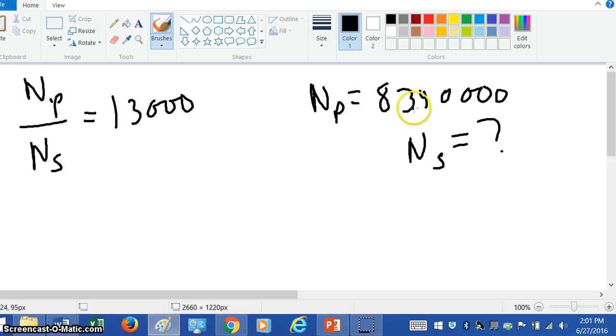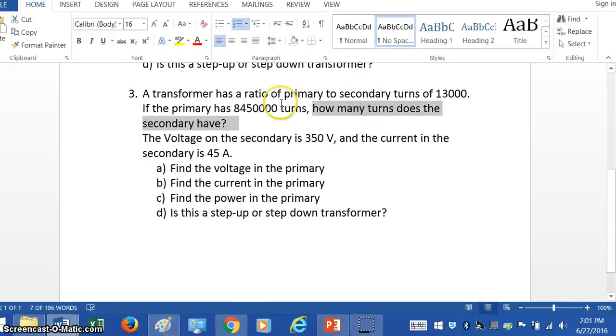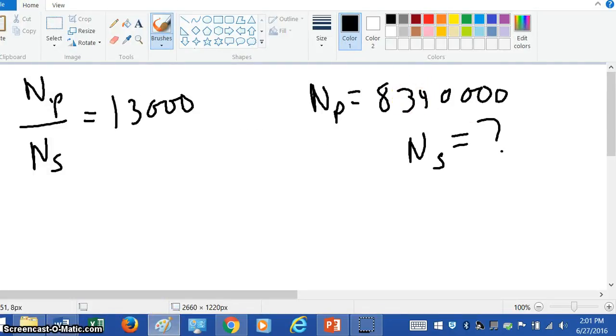But we know N sub P is equal to 8,450,000. Sorry, I got that wrong at first, so let me wipe that out. It was 8,450,000 turns. Okay, so forget that first thing that I put. At any rate, we want to know the number of turns in the secondary.